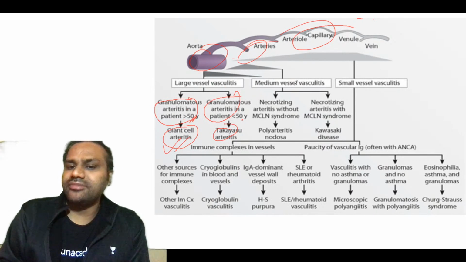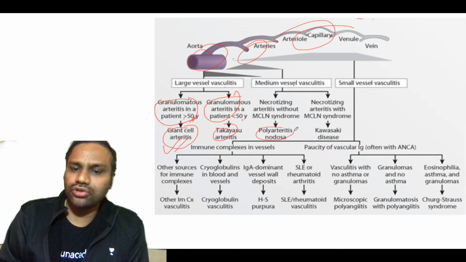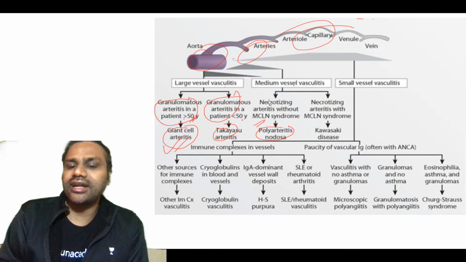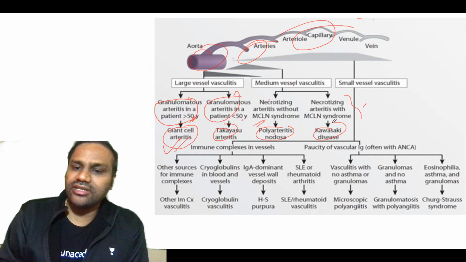Then again you have medium sized vasculitis. So medium sized vasculitis is polyarteritis nodosa. Polyarteritis nodosa is basically necrotizing arteritis without mucocutaneous lymph node syndrome. If there is no mucocutaneous lymph node syndrome and you are seeing necrotizing arteritis, that is polyarteritis nodosa. If you are seeing necrotizing arteritis with mucocutaneous lymph node syndrome, that is Kawasaki disease. Okay, so that again is very much important.